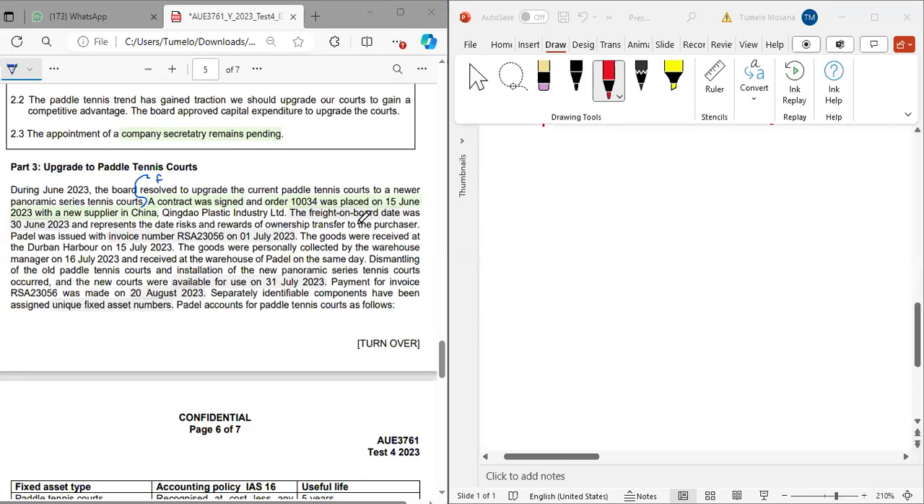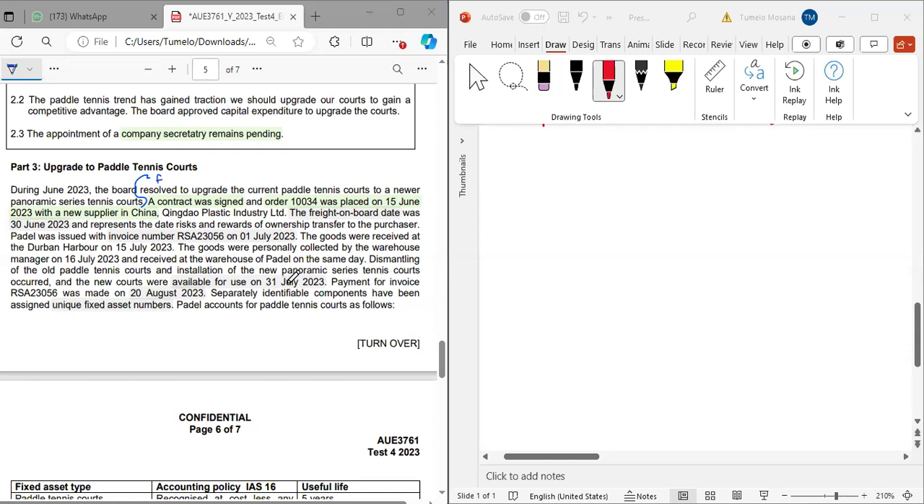So now, Pedal was issued with invoice number RSA 230556 on the 1st of July 2023. The goods were received at the Durban Harbour on 15 July 2023. The goods were personally collected by the warehouse manager on the 16th of July 2023 and received at the warehouse of Pedal on the same day. Dismantling of the old pedal tennis court and installation of the new panoramic series tennis court occurred, and the new courts were available for use on the 31st of July 2023.